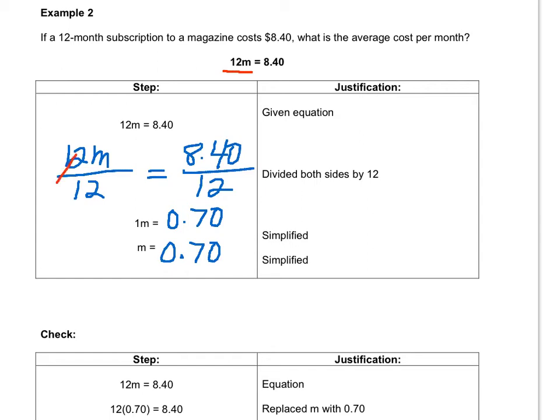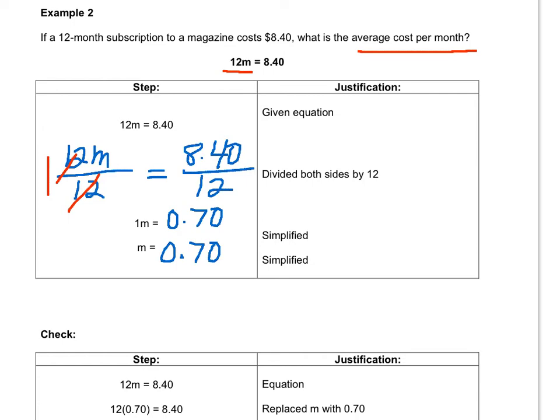12m divided by 12. This is 1m. And to keep the equation balanced, we divide the right side by 12. Our answer is 1m equals 0.70, or simplified further, m equals 0.70. Now we need to go back and look at the context of our problem. What does m equals 0.70 mean? We were looking for the average cost per month. So the average cost per month for the subscription is 70 cents.